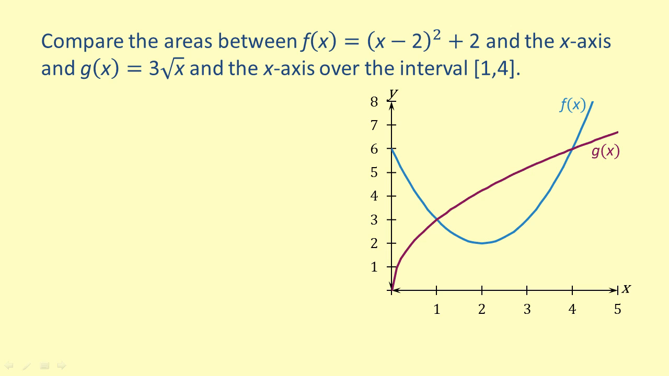Notice that on the interval from 1 to 4, the curve of f of x lies between the curve of g of x and the x-axis. This means that f of x is less than or equal to g of x over the given interval.